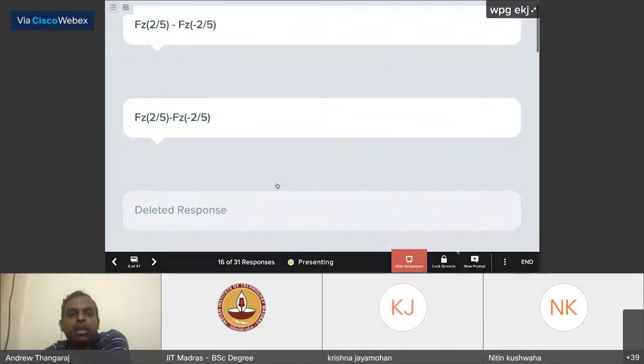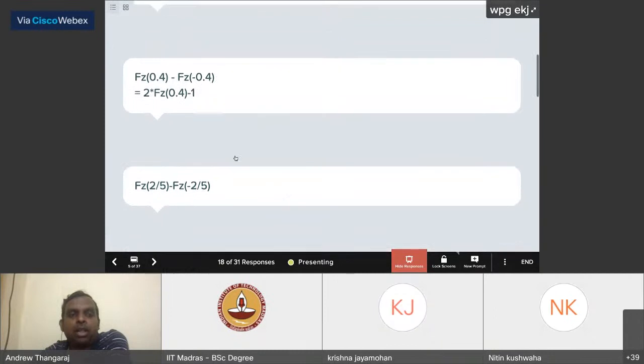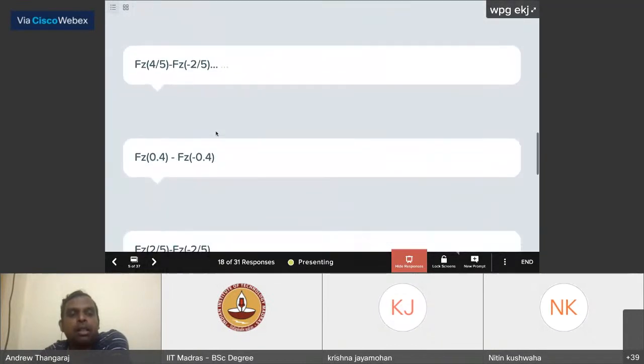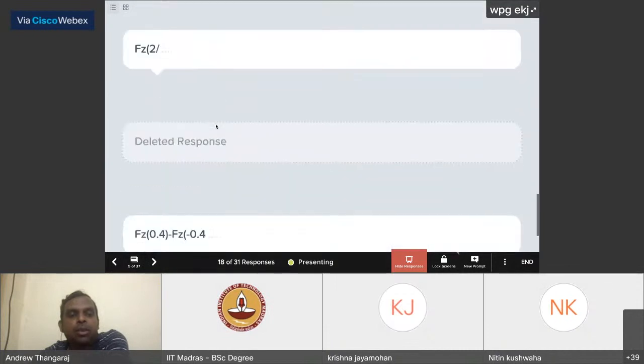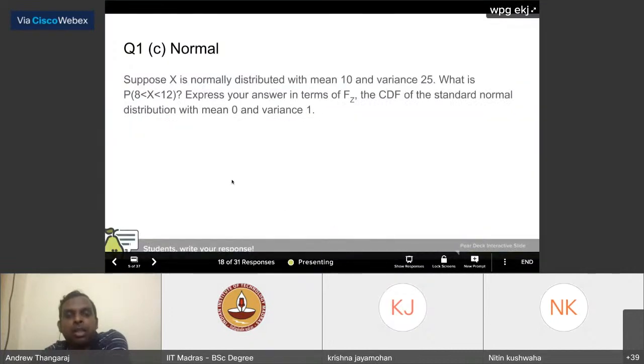FC of 2 by 5 minus FC of minus 2 by 5. 0.4 minus 0.4. Look at that simplification. We'll come to that simplification soon enough. I have a problem definitely on that simplification. So most people have got it right. Good, good, good. So the most important topic in continuous random variables, people seem to be comfortable with.